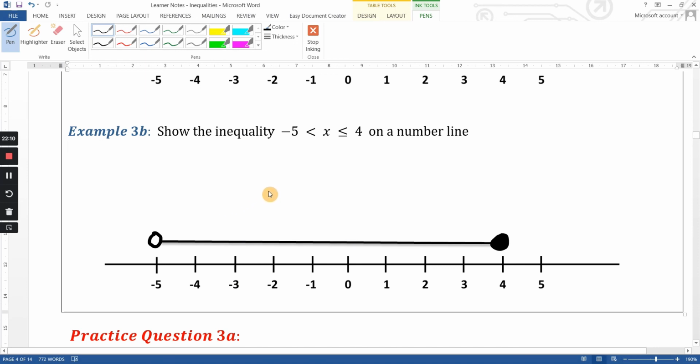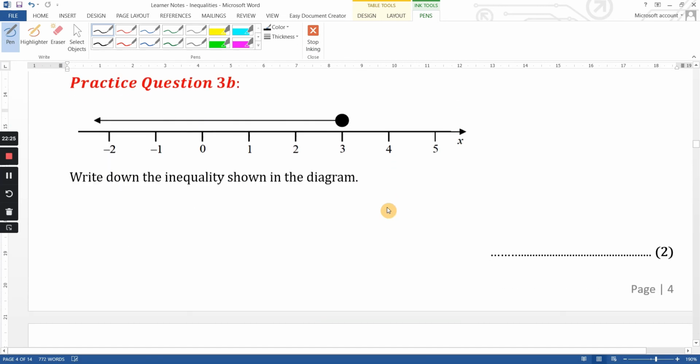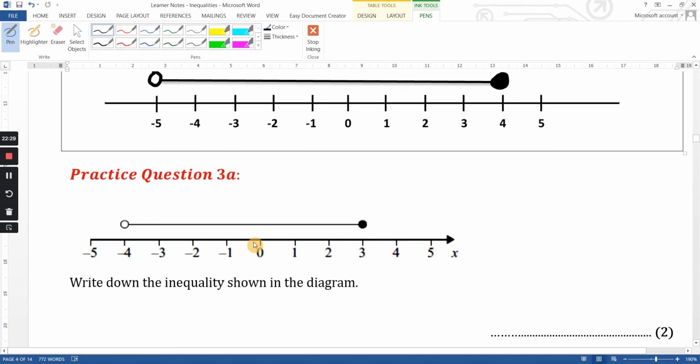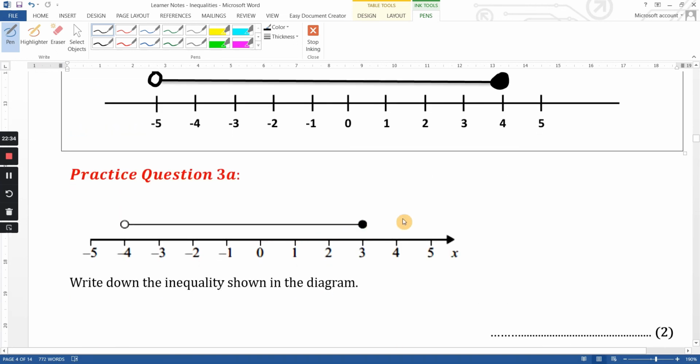Definitely use a pencil as well, please guys, for any drawings, even in the exam, because if you do it in pen and make a mistake, it's very, very difficult to correct that mistake. Have a go over the next one yourself, please. 3a onwards. So sometimes you might need to interpret what's going on in these number lines. So pause the video, have a go. When you're ready, unpause it.